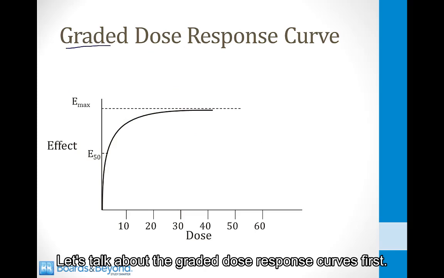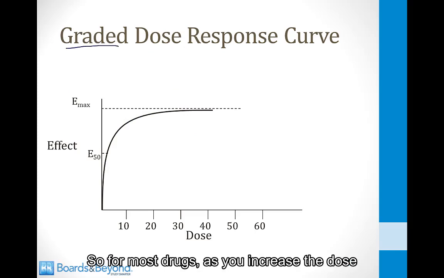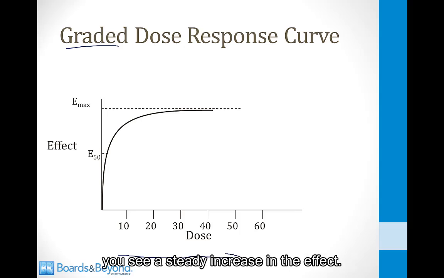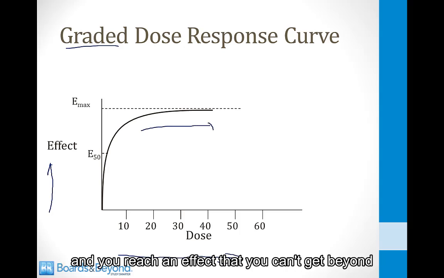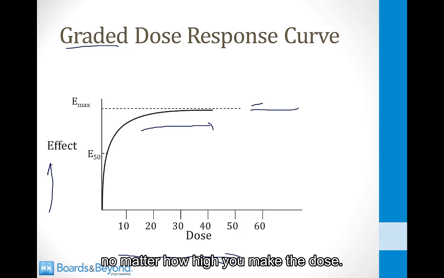Let's talk about the graded dose response curves first. So for most drugs, as you increase the dose, you see a steady increase in the effect. However, at some point, the curve starts to flatten out, and you reach an effect that you can't get beyond no matter how high you make the dose. And we call that effect the Emax.